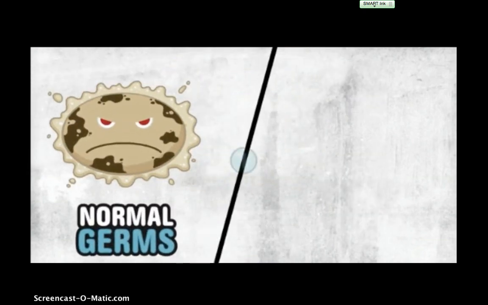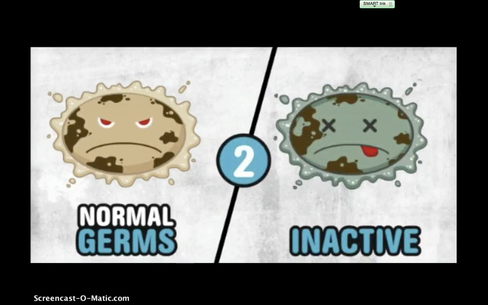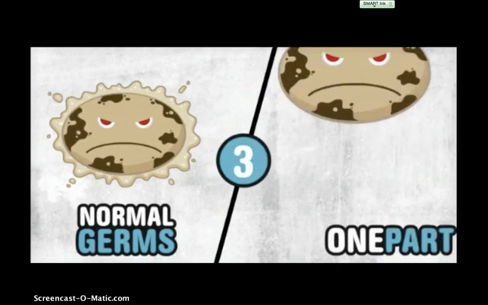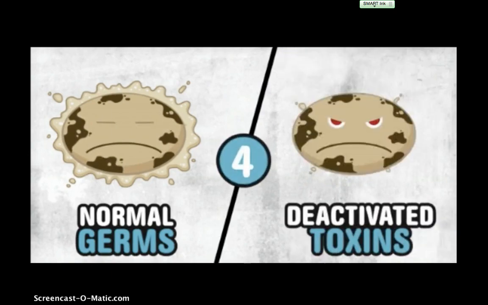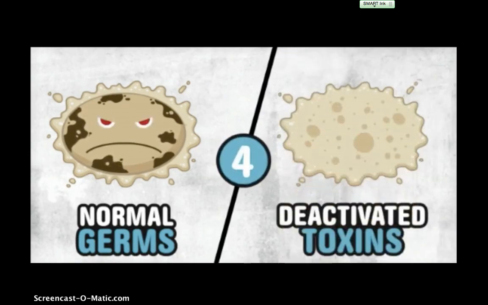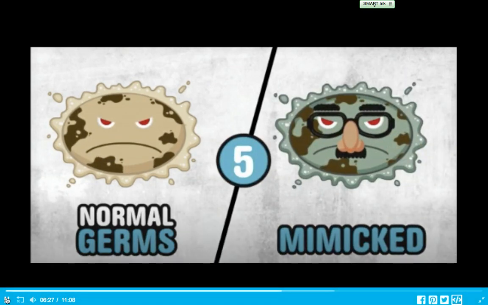Number 1, a live but weakened form of the disease is used. Number 2, an inactive form. Number 3, vaccines could use only part of a disease. Number 4, or just some deactivated disease toxins. And number 5, some vaccines use a much less dangerous wannabe version of a virus.